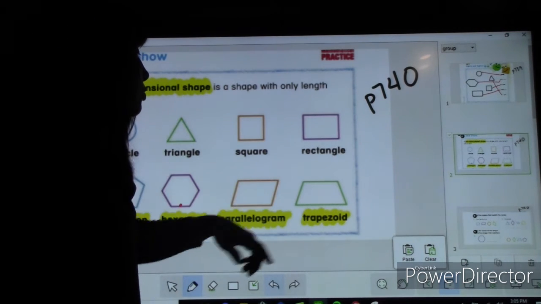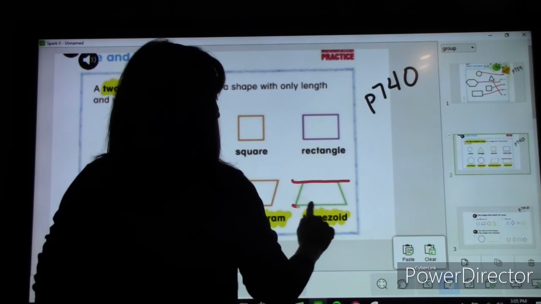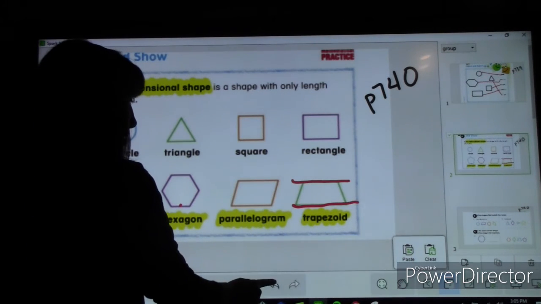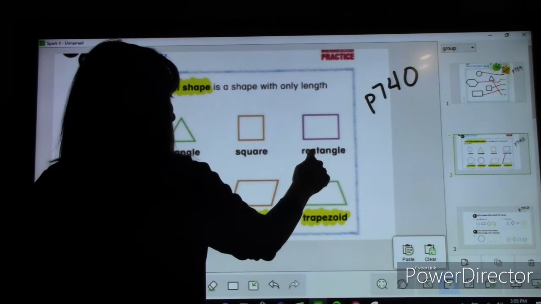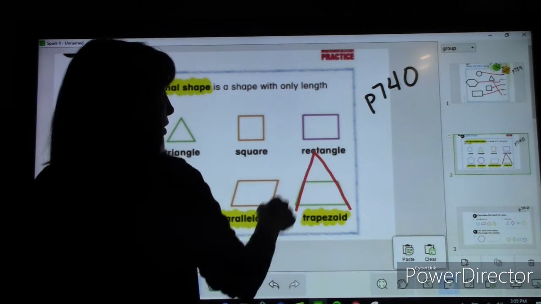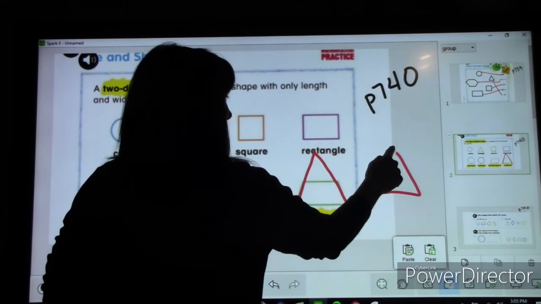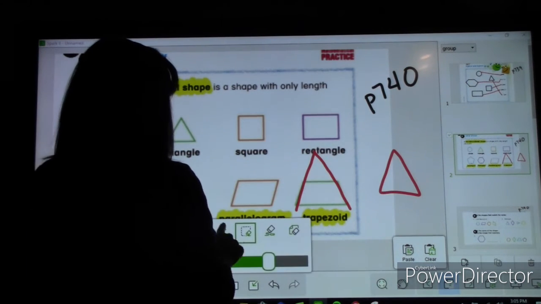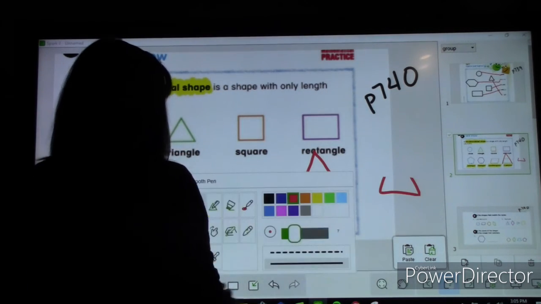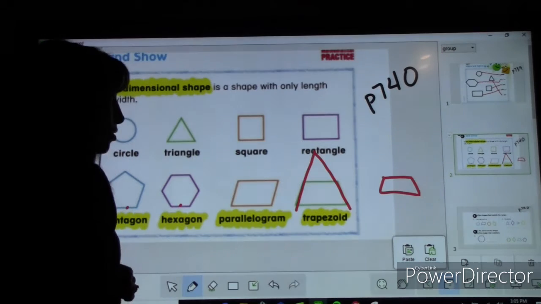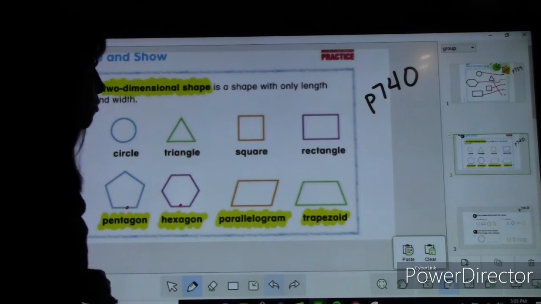Okay, and the last shape is a trapezoid. A trapezoid also has 4 sides. It has 2 sides that are parallel and 2 sides that are not parallel. These 2 sides, if they kept going, you can see where they would eventually meet up or cross. A trapezoid is almost like a triangle that we have cut the top off of. So if we draw a triangle and then we cut the top off of it, that's a trapezoid. Okay, so those are all the shapes that we're going to be working with.